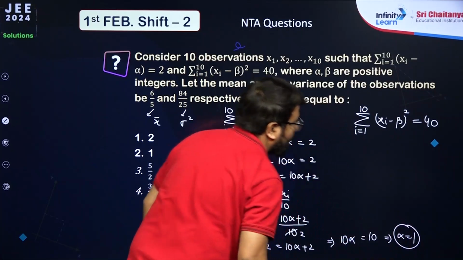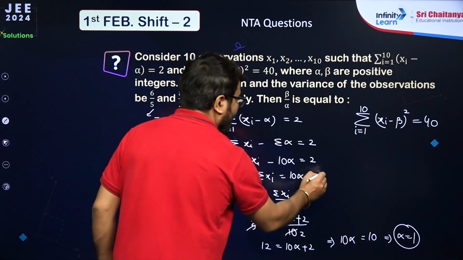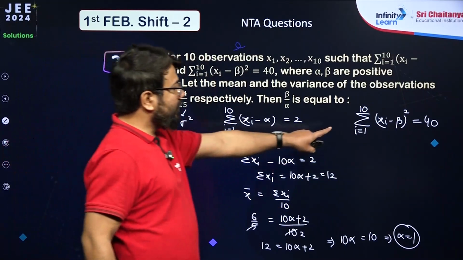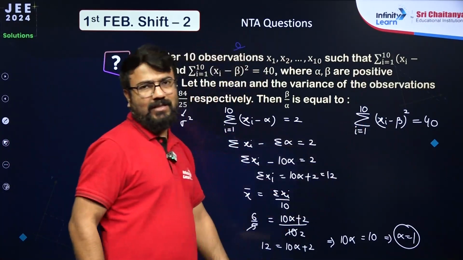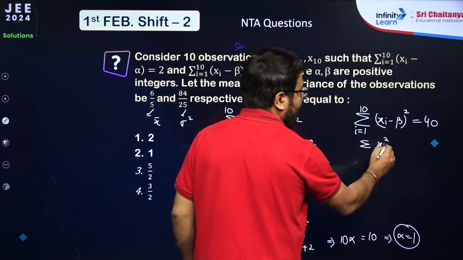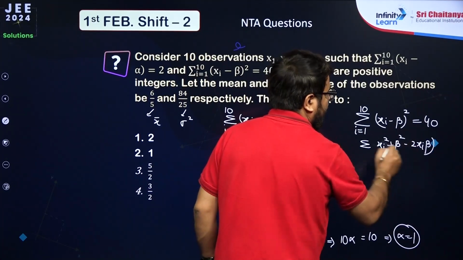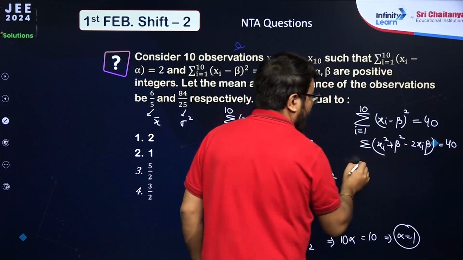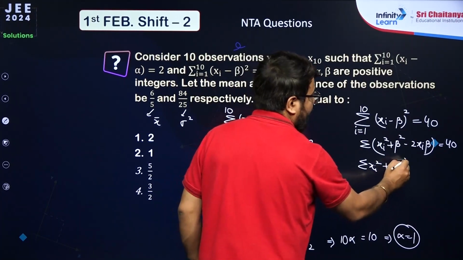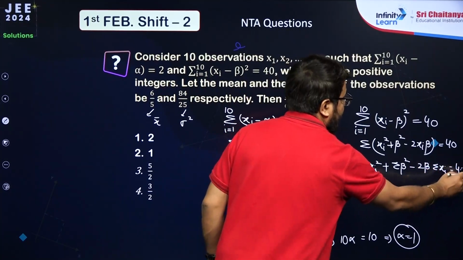I hope you understood how we got the value of alpha. Once we have got the value of alpha as 1, I got the value of sigma xi as 12. Now, I will be keeping this value of sigma xi over here since it will be used. Now, if I try to open it, whole square, it is a square, then it is b square, then it is 2ab, and here it is 40. Now, here I can write summation of xi square, then summation of beta square, then 2 beta will be taken outside, it will be summation of xi, and this is 40.